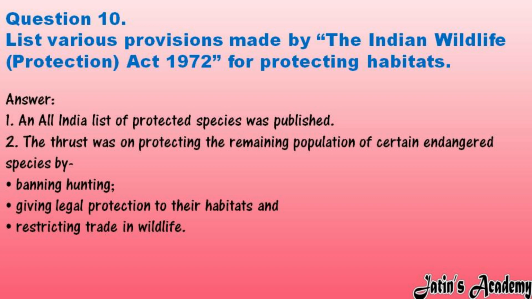Question 10. List various provisions made by the Indian Wildlife Protection Act 1972 for protecting habitats. Answer. 1. An All India list of protected species was published. 2. The thrust was on protecting the remaining population of certain endangered species by banning hunting, giving legal protection to their habitats, and restricting trade in wildlife.